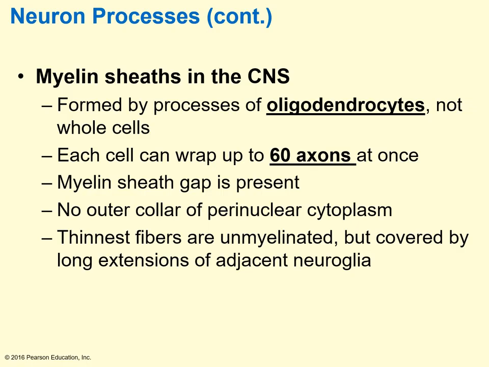In the central nervous system, remember, it's the oligodendrocytes that form this myelin sheath. They're much larger, and one cell can wrap up to 60 axons at once. You do have these gaps present.